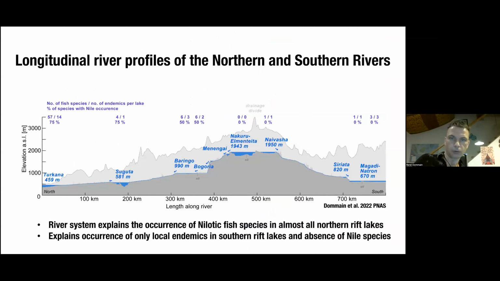So let's look into a longitudinal river profile here along the Kenya Rift. If you see the pointer, this is the Gilgil corridor, the highest area of the rift. This is the rift floor, the dark gray, and the light gray are the rift shoulders. And you see in dark blue these lakes and how they were connected.